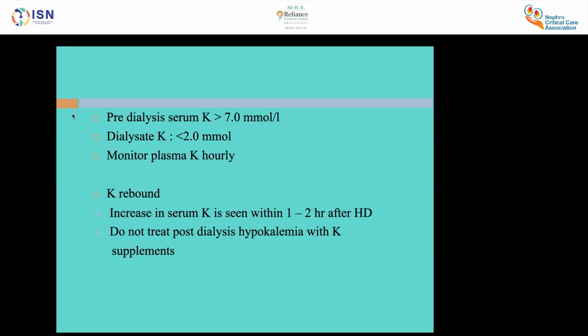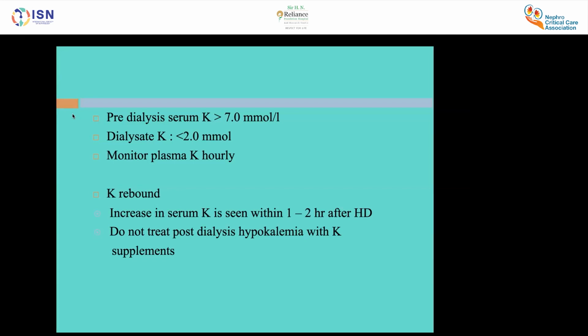So that is one rule of thumb that we follow for choosing our dialysate potassium. The other thing that I would like to highlight in hyperkalemia pre-dialysis is that we generally get a lot of patients who come with uremia and hyperkalemia, and there is a tendency to give glucose insulin.